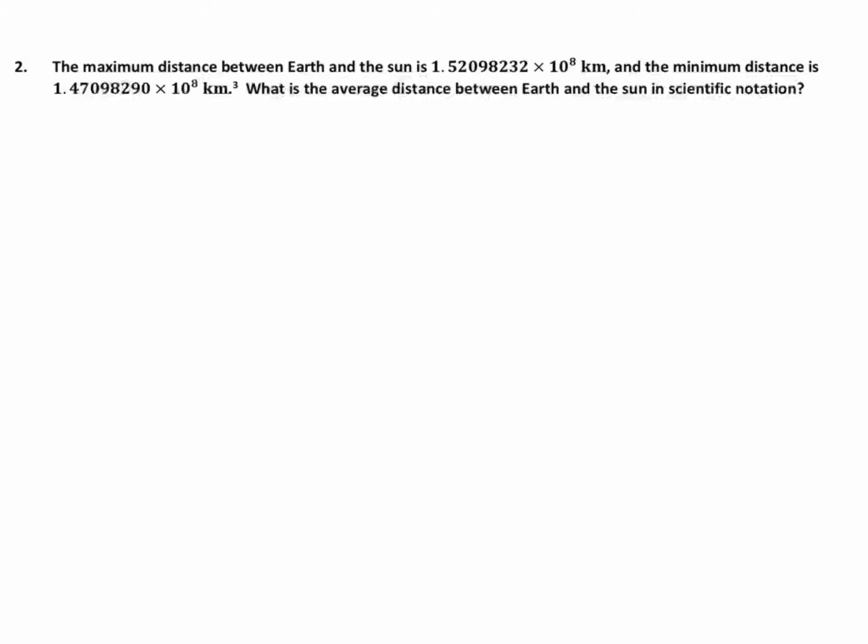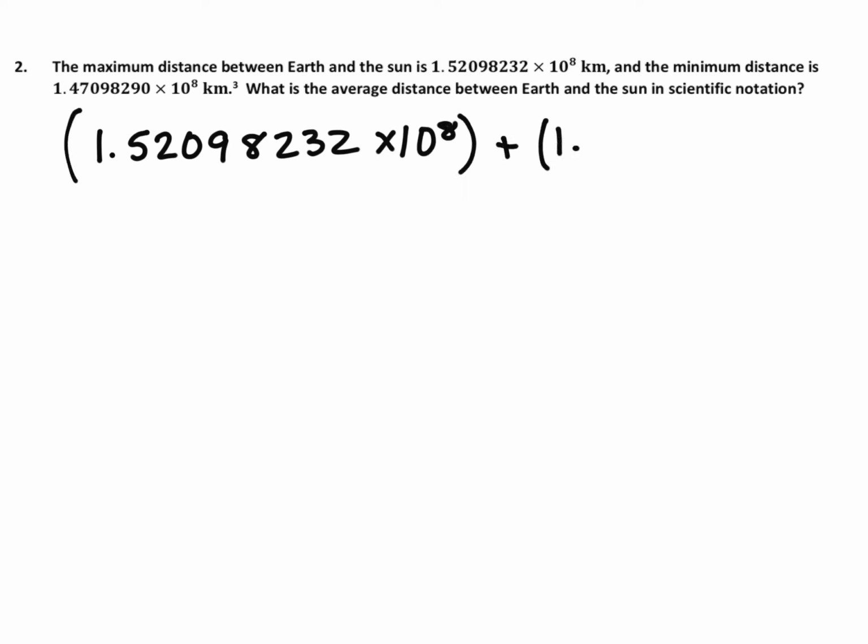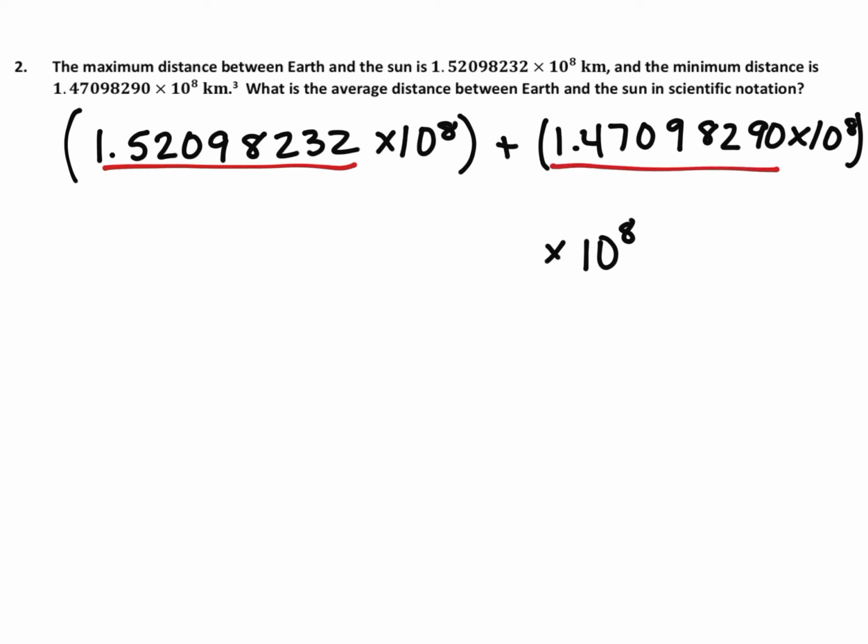Average means we add them up and then divide. So first we need to add them. Since they are already using the same exponent on the 10, it makes it a little bit easier. When we add, if they have the same exponent, all we have to do is worry about adding the front values, those initial values. So we should have 2.99196522 times 10 to the 8th.